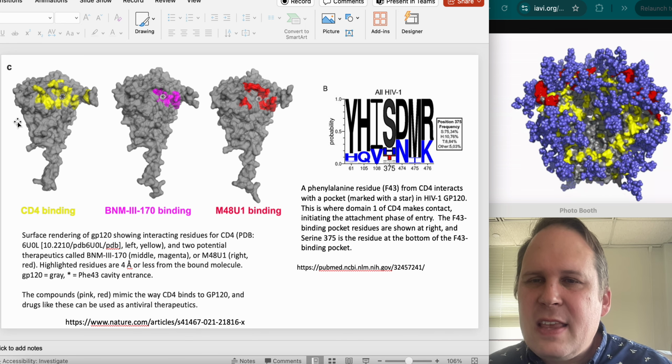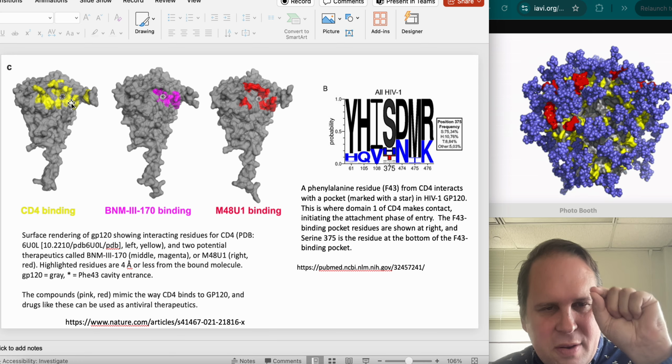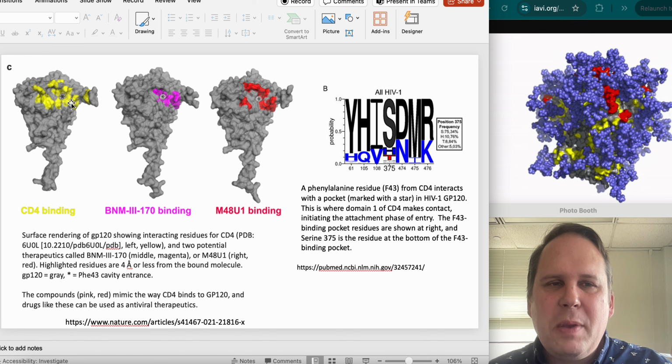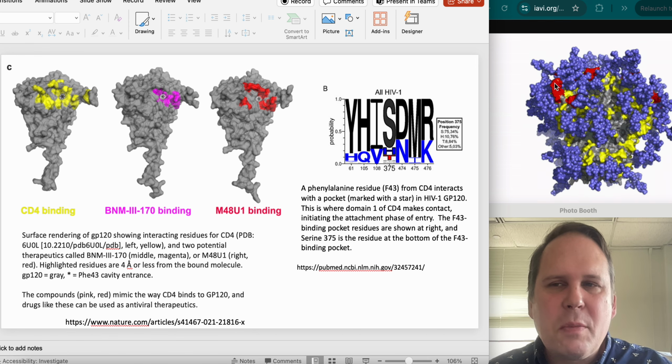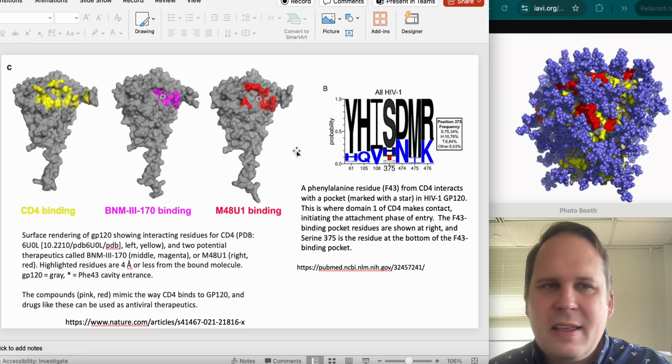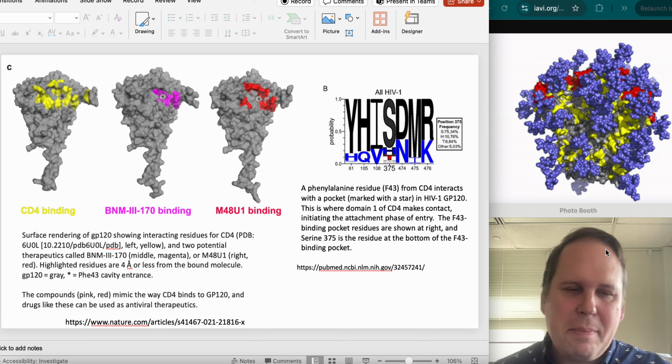So here you can see GP120, and the star is the little spot where phenylalanine 43 is going to fit into GP120. And so that's going to be somewhere over here on the part that sticks out, if I'm interpreting that correctly. And then the part up here, I believe, is going to be the V3 loop, and that's what's going to pop out later.